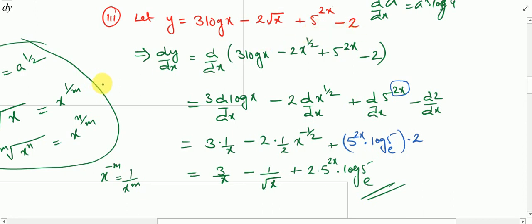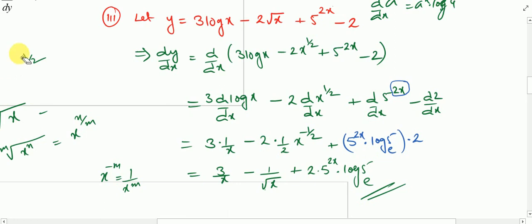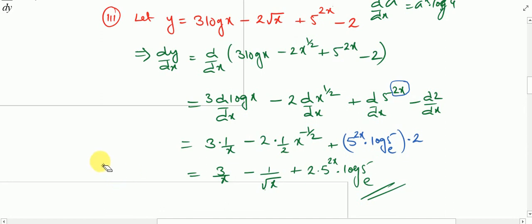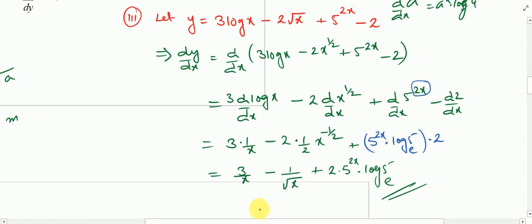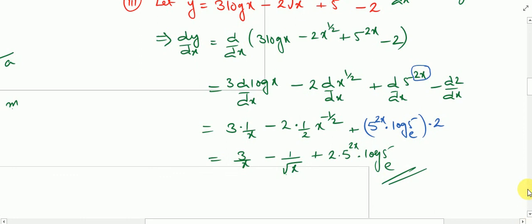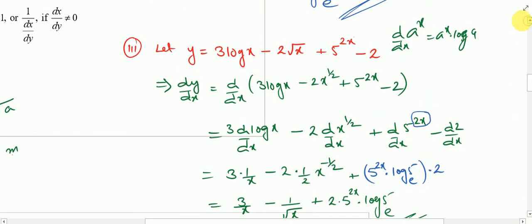So you have to train yourself in such a way that this type of question should be done in one line, or you should be able to do it in your mind. Because this type of question will not come in the examination. These are basic things before we go to the advanced ones. So this was question number 3.